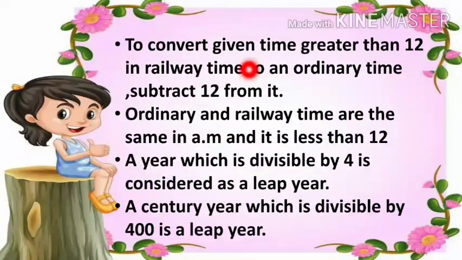To convert a given time greater than 12 in railway time to ordinary time, subtract 12 from it. Students, to convert railway time to ordinary time, what do you have to do? Yes, you have to subtract 12 from it. Ordinary and railway time are the same in AM when it is less than 12. A year which is divisible by 4 is considered a leap year. A century year which is divisible by 400 is a leap year.